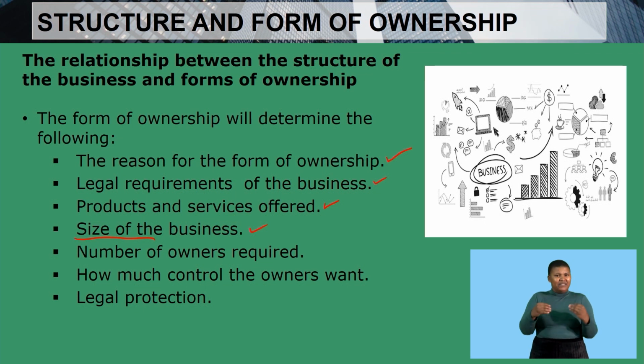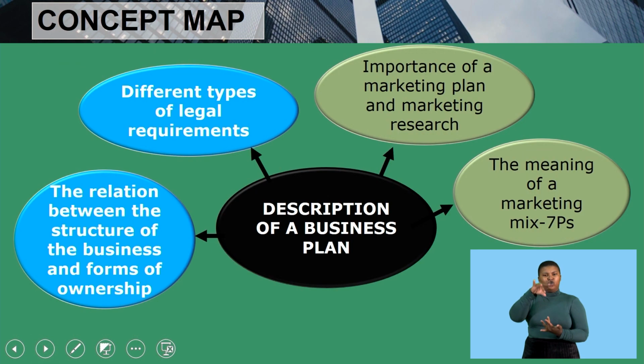The number of owners required, how many owners, so that will be dependent on what? On the type or the form of ownership that we've chosen as a business. So the number of owners there. How much control the owners want. If you want full control as an owner, then you cannot have any other form of ownership other than a sole trader, obviously. And then there's also legal protection.